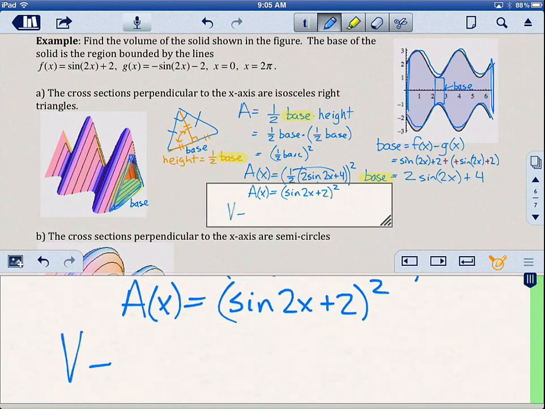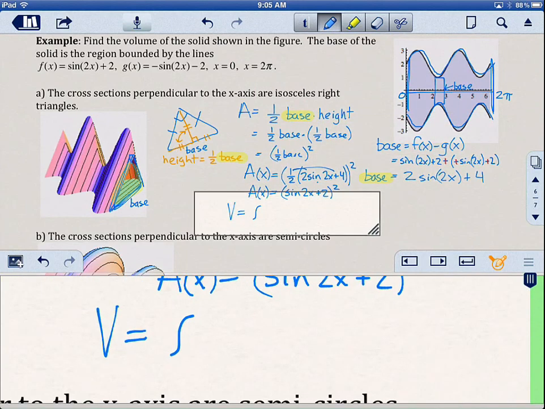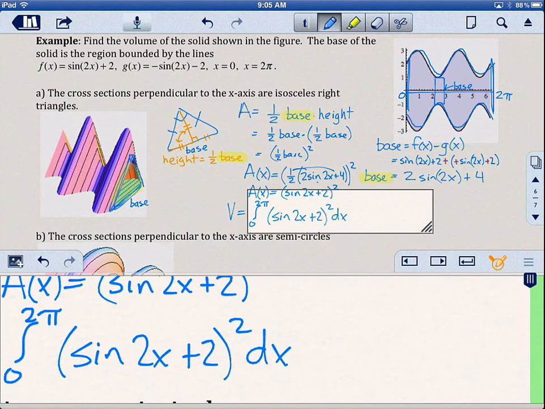Now to find our volume, we just need to find our limits of integration. We're going to find these right up here. So we're going from 0 all the way up to 2 pi, right along here. So the definite integral from 0 to 2 pi of capital A of x, sine of 2x plus 2 squared with respect to x. And using our calculator here, we get 28.27 cubic units.